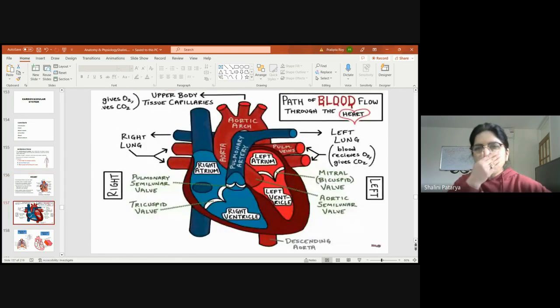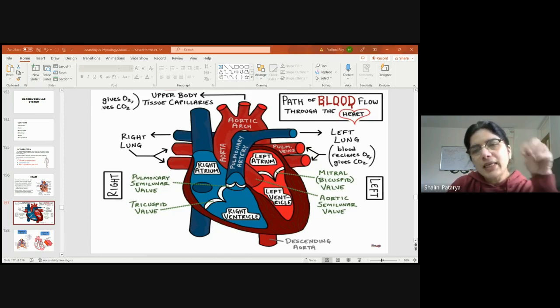Okay, so now see, this diagram is very good. In this you will be able to understand everything. So now I will tell you everything about it. I am starting from the right atrium. You can start from anywhere.